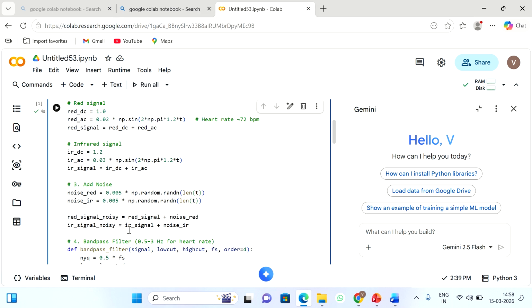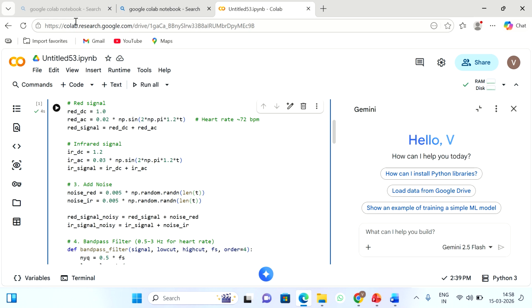In the same way, band pass filter, we are taking lower cutoff frequency as 0.5 and higher cutoff frequency as 3 Hz. It is for a normal human being. The heart rate frequency lies between 0.5 to 3 Hz. So below that will not be allowed, and above 3 Hz will be taken as noise. That is why they are removed.